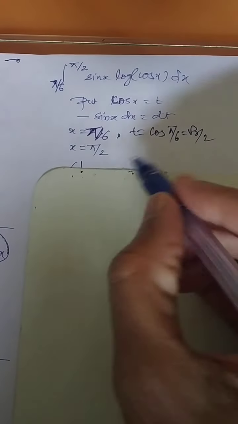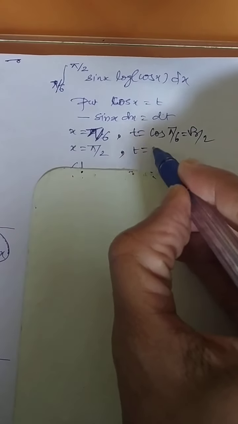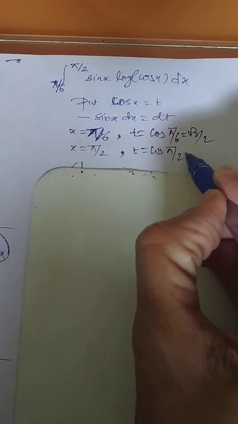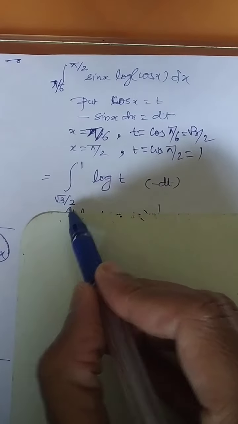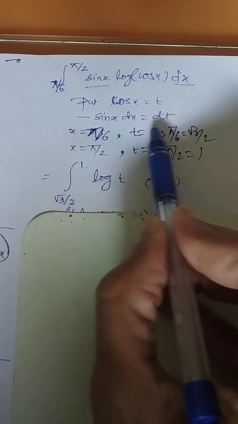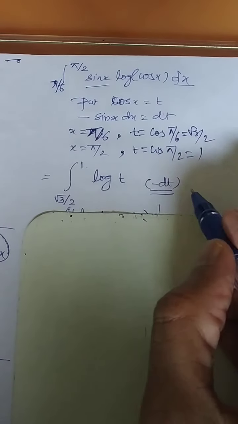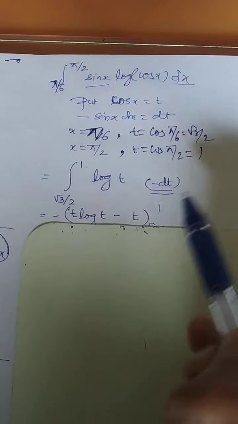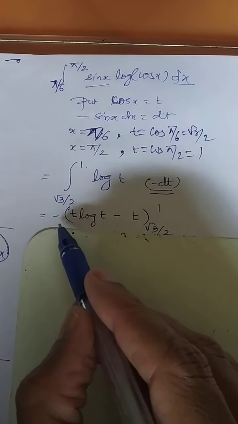Is it okay? Now pi by 2. Cos of pi by 2 is nothing but 0. So the new limits are root 3 by 2 to 0. This sin x dx is nothing but minus dt, I have written here, and this is log of t. You know, the minus sign I have taken out.